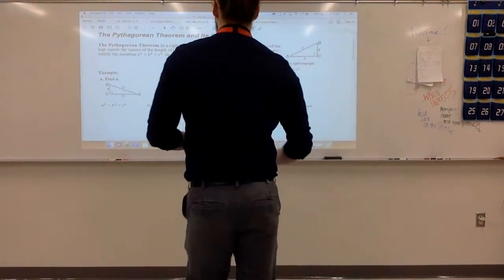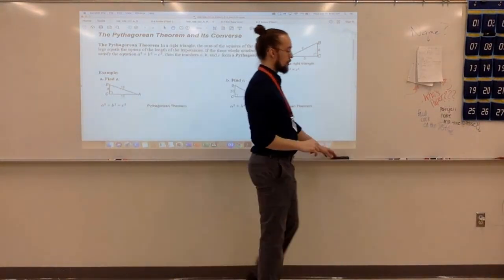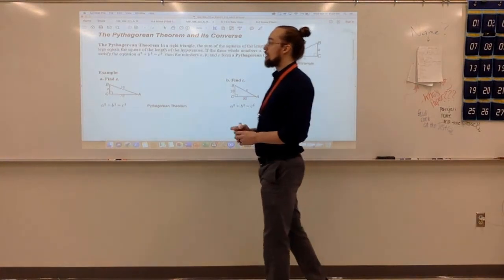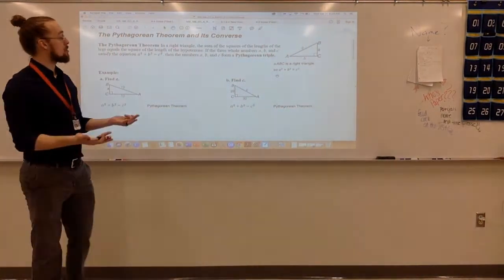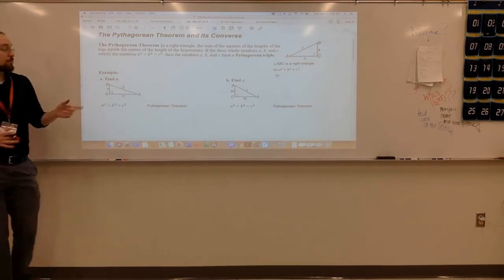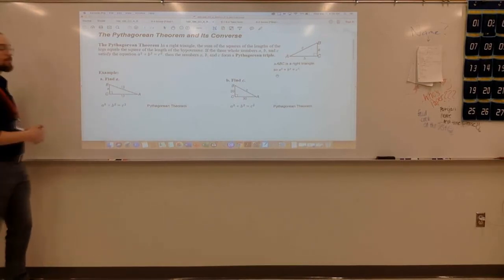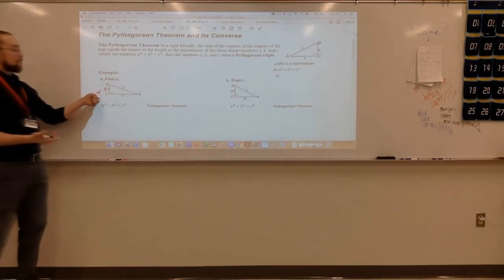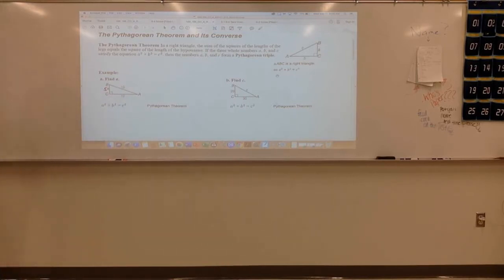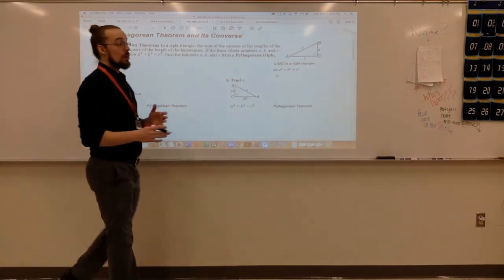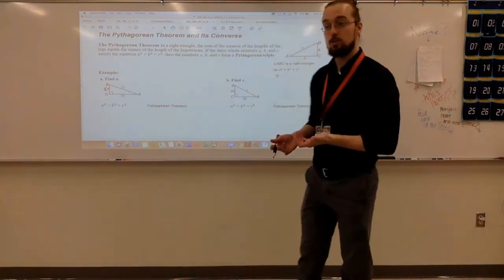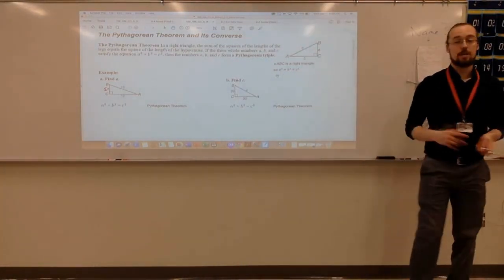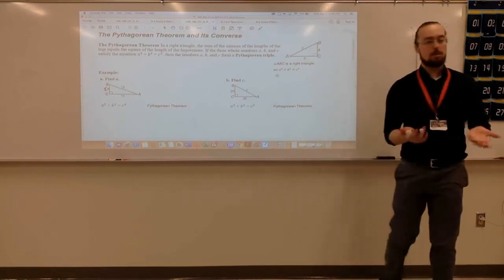Go back up to the top here. Up here it mentions a Pythagorean triple. What that is is 3 whole numbers that satisfy the Pythagorean theorem. This first example that we did was an example of a Pythagorean triple because our answer for A was 5. So 5, 12, 13 is an example of a Pythagorean triple. It's 3 sides of a right triangle that are all whole numbers. There are actually an infinite number of Pythagorean triples, 3 whole numbers that satisfy the Pythagorean theorem. We're just going to look at a couple of them.